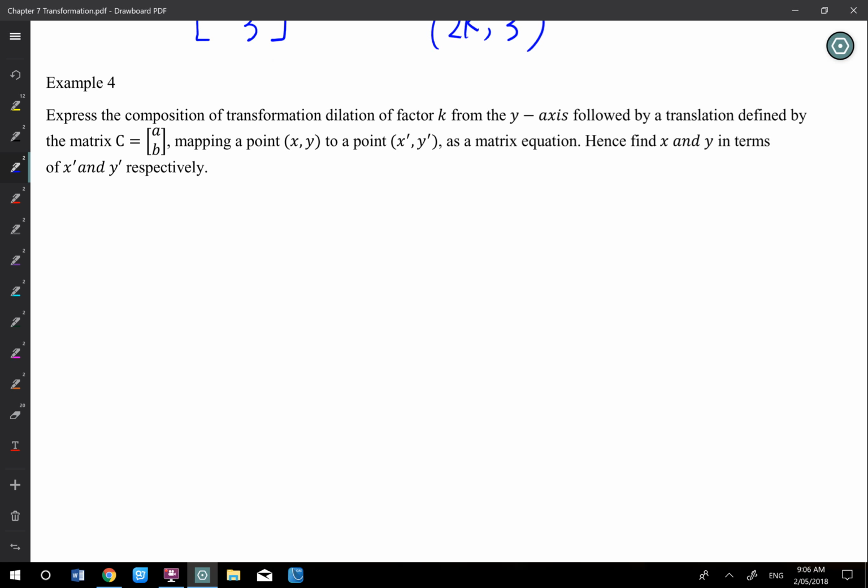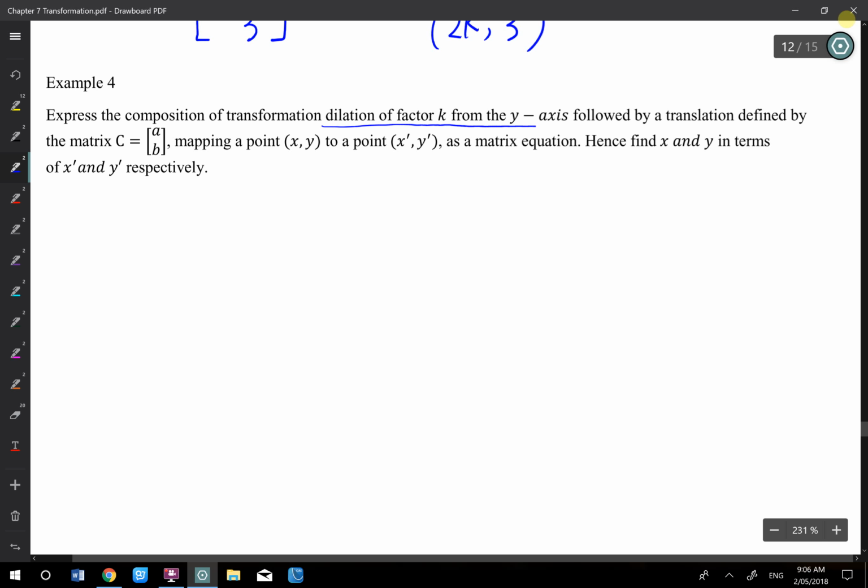Now let's have a look at the question here. Express the composition of transformations: dilation of factor k from the y-axis, that's the first thing, followed by a translation defined by this.